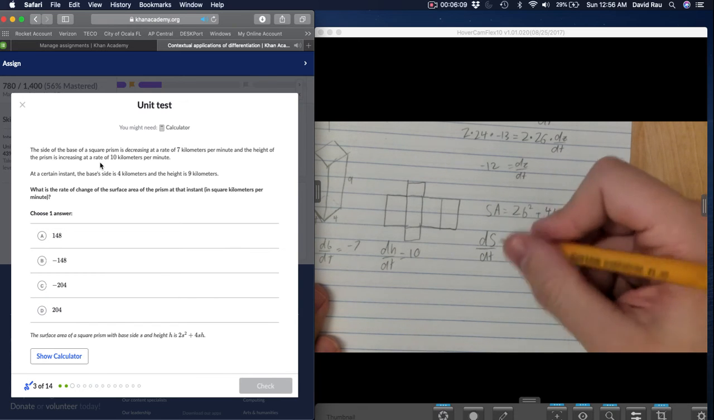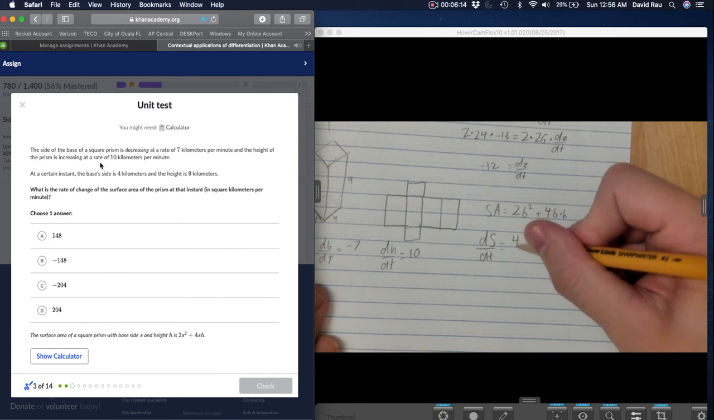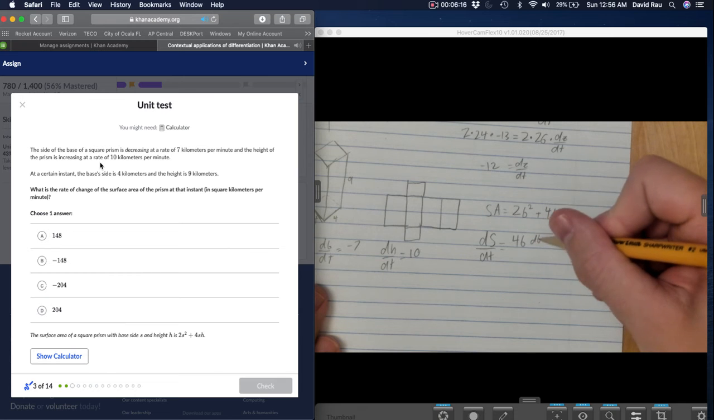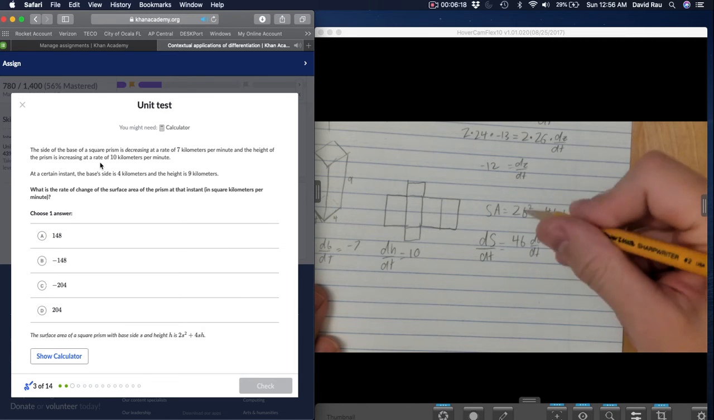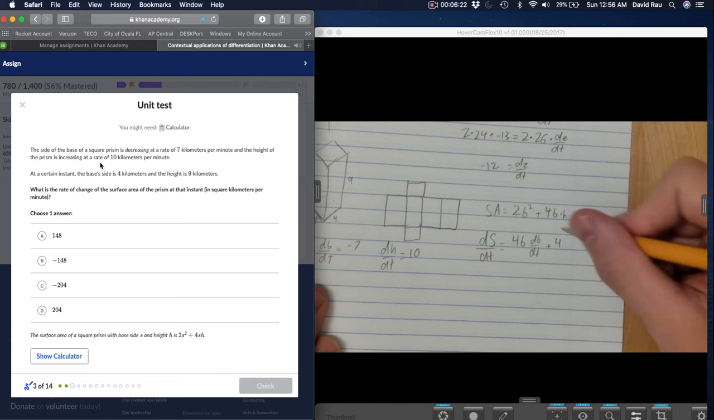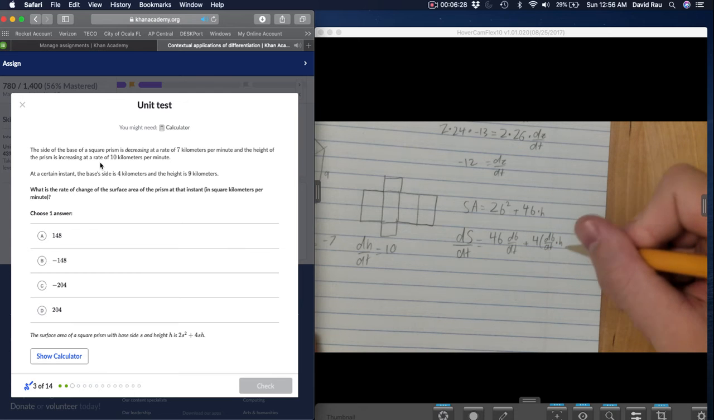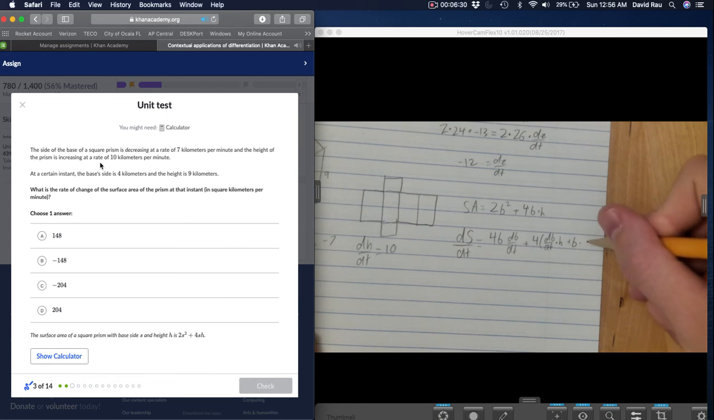Maybe I'll just call it S instead of writing DSA. And when I derive that, I'll get 4b and then a dB dt, because we're deriving with respect to time, not with respect to b or h. Then I'll have a plus 4, and now I have a product rule. So I get dB dt and keep the h, and then I get a keep the b and dH dt.